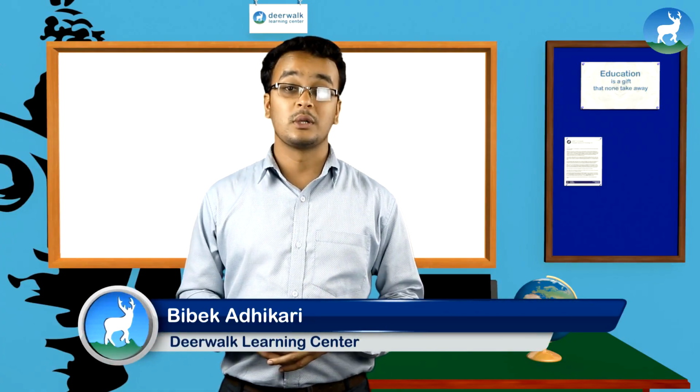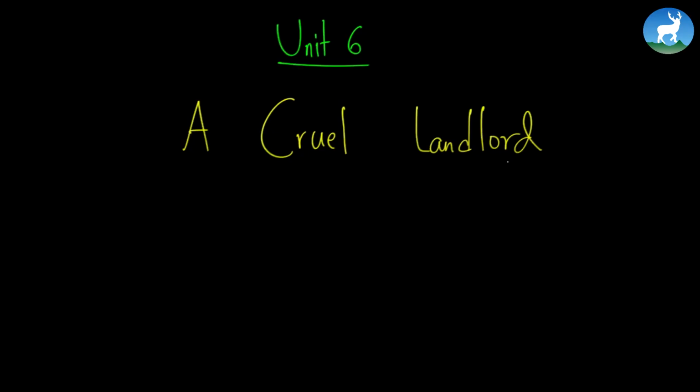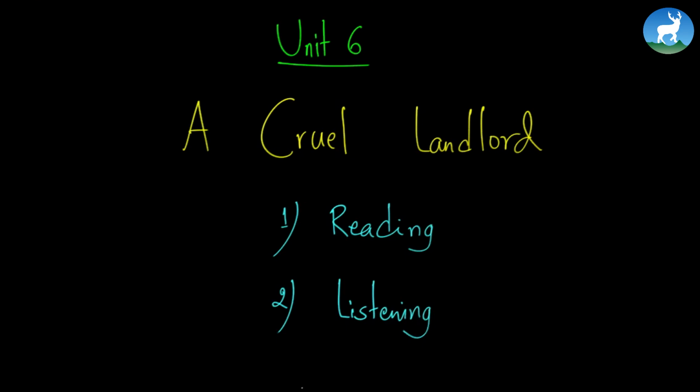In today's class, we are going to solve the reading and listening portion of Unit 6, that is A Cruel Landlord. So let's begin. Right now, we are going to start studying Unit 6, and the title of the unit is A Cruel Landlord. Under this section, we shall be doing basically two things. The first thing is reading about the cruel landlord, followed by text, so reading comprehension and listening exercises. We're going to do two things. Once again, reading comprehension and listening exercises. So we are going to do these two different things.